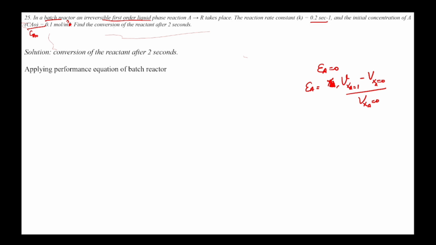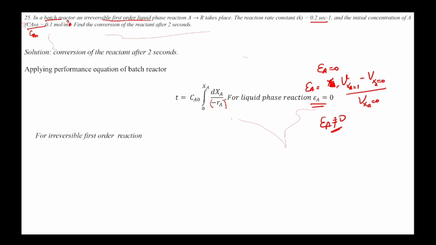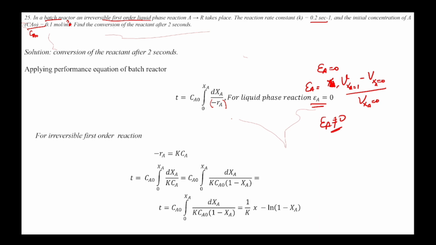Applying the performance equation of the batch reactor. This is the performance equation for a batch reactor when epsilon A equals 0. We will see later a question when epsilon A is not equal to 0, in this particular video. So t is equal to CA naught integral from 0 to XA of dXA over minus rA. This is the performance equation of a batch reactor. For an irreversible first order reaction, the rate can be written like this.